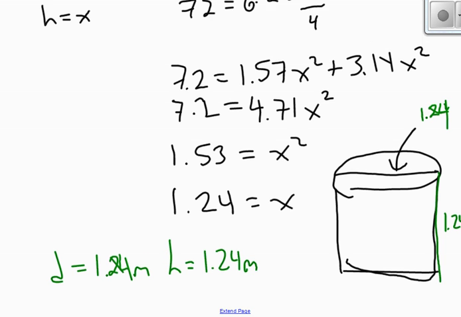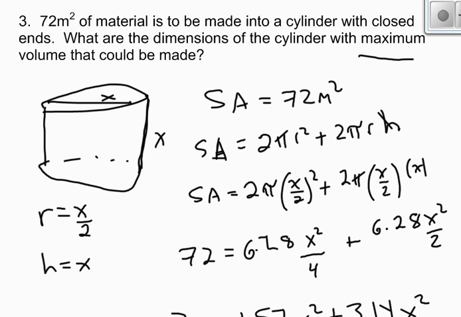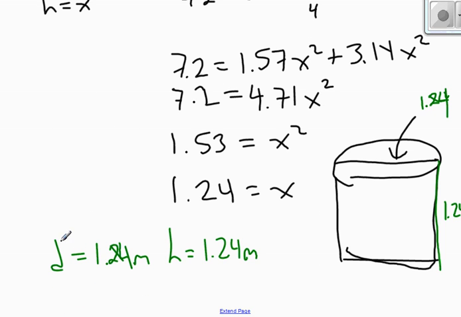So again, what did we do? We knew that we had to have the diameter and the height exactly the same. So we gave them the name x. And that meant that the radius was x over 2. We subbed the values for radius and height into our surface area formula, and we also subbed the surface area in. And then we just had an equation to solve for x. And we ended up doing really good algebra and getting that x was 1.24, meaning the diameter and the height would both be 1.24 if I wanted to maximize that cylinder.